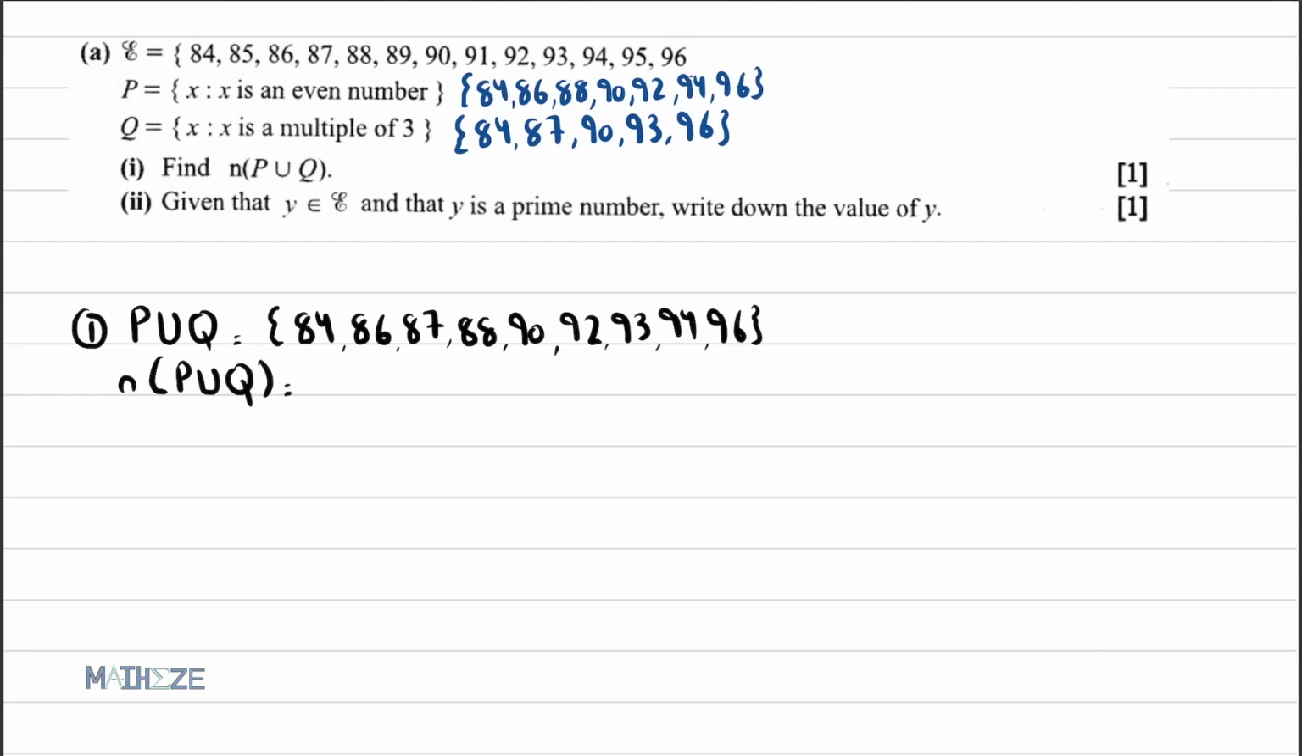How many elements are here? 1, 2, 3, 4, 5, 6, 7, 8, 9. So my answer of this will be 9.